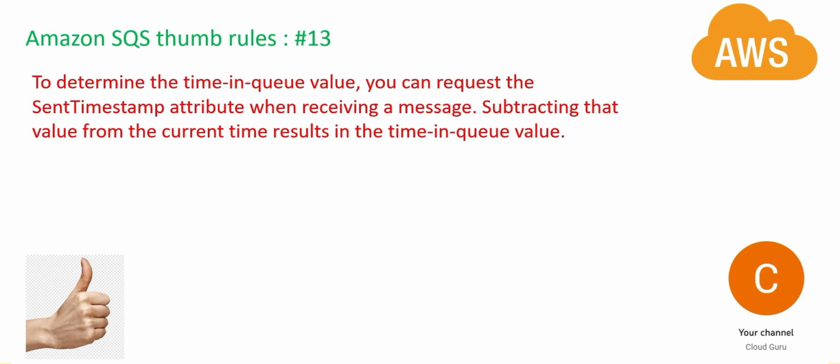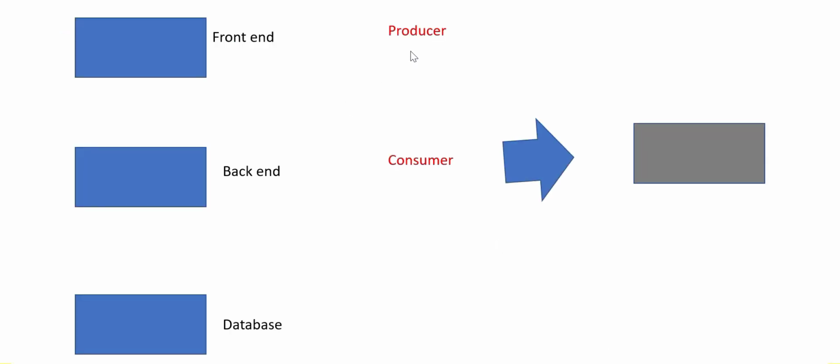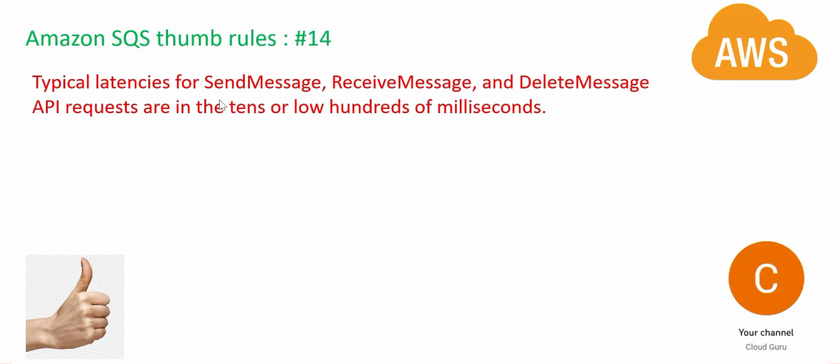Now suppose the producer is sending the message to the consumer, okay, how much time does it take in between to consume it, totally sending and consuming? It takes as low as milliseconds, some as low as tens to hundreds of milliseconds. If you are sending a message, receiving a message, or deleting a message through API requests or whatever, you get this kind of latency. And this is also important, it gives you tens to low hundreds of milliseconds latency.